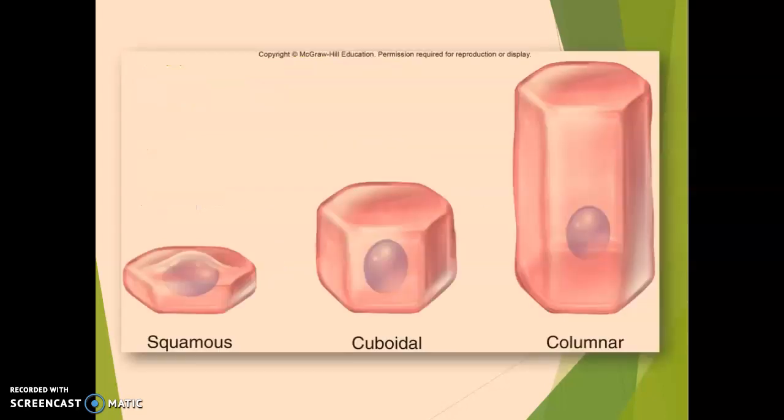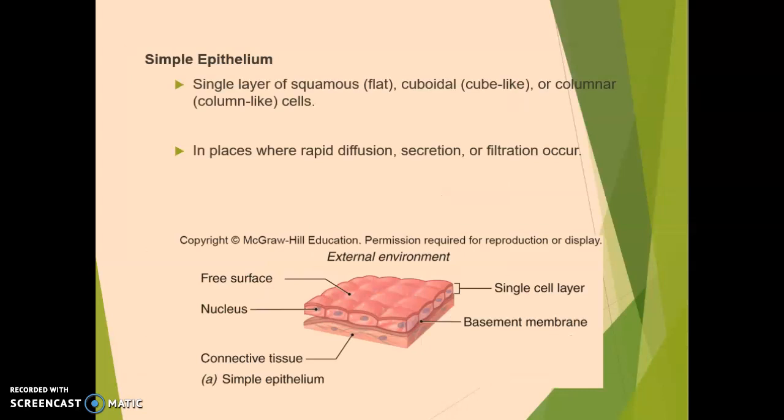So for the shapes, we have squamous, cuboidal, and columnar. Squamous is going to be an awkward kind of shape, a little more thinner. It can be stretched more. The cuboidal is going to be the same height as it is wide, and the columnar is going to be taller than it is wide. Simple epithelium is a single layer of squamous or flat or cuboidal, so the cube-like or the column-like cells.